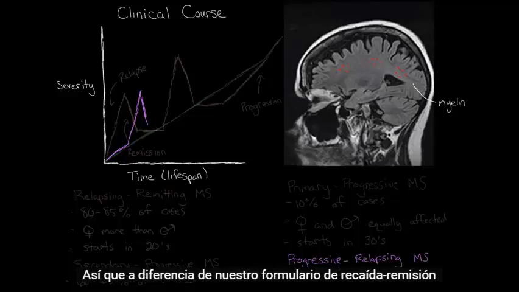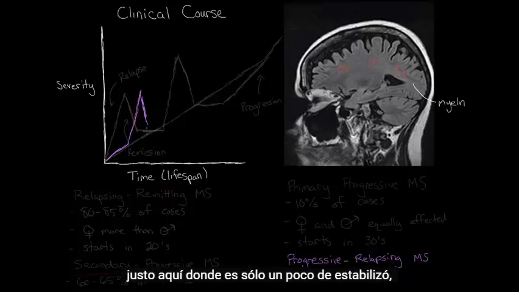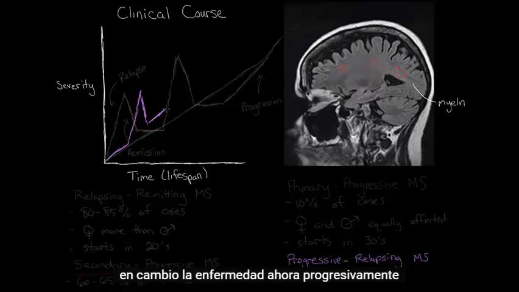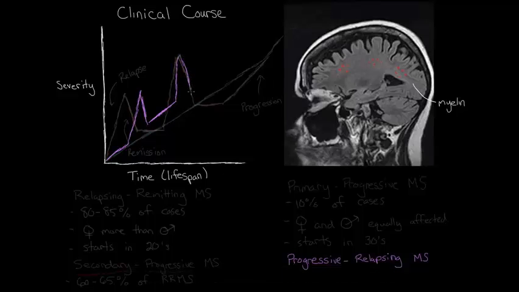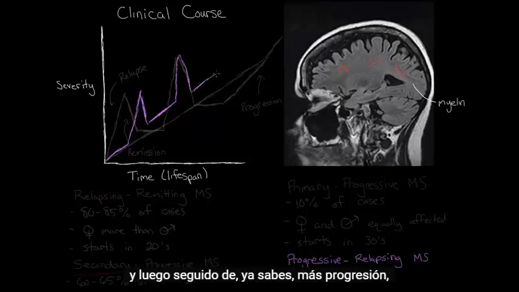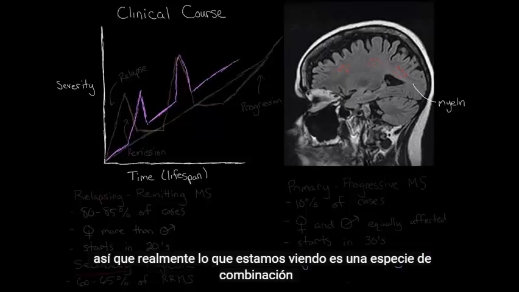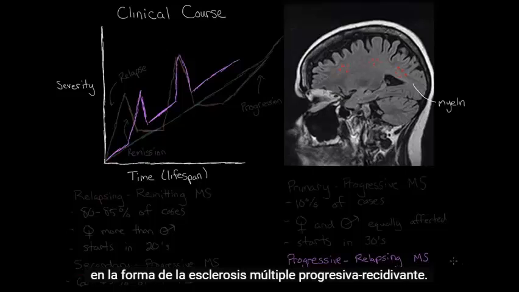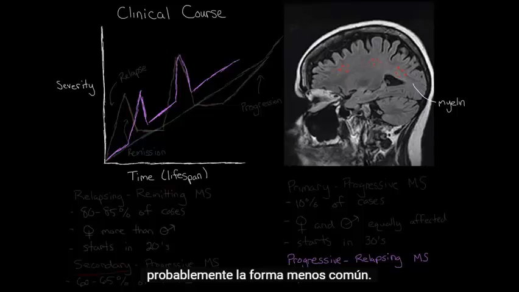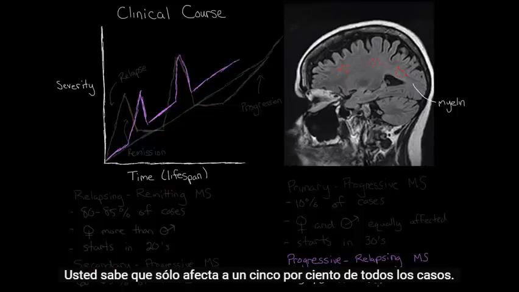So unlike with our relapsing remitting form, right, over here, where it's just kind of plateaued, instead, the disease will now progressively just get worse and worse. And then you may see another relapse, right, followed by another remission, and then followed by more progression. So really what we're seeing is kind of a combination of all these forms of multiple sclerosis in the form of progressive relapsing multiple sclerosis. So as I mentioned earlier, this is probably the least common form. It only affects about 5% of all cases.